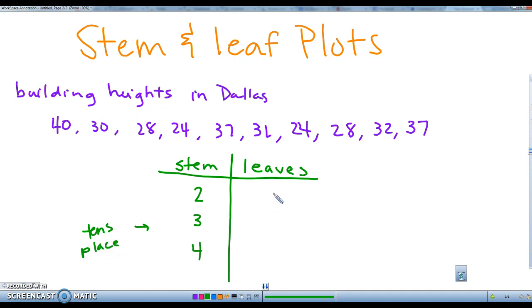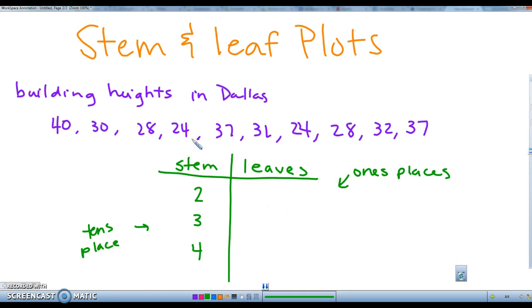And then my leaves are going to be my ones place. If I had numbers in the hundreds, I could use the hundreds as the stems and the tens and the ones as leaves. Or I could use the hundreds and tens as the stems and the ones as the leaves. It just kind of depends what my data looks like. So then I start writing the leaves in from least to greatest.